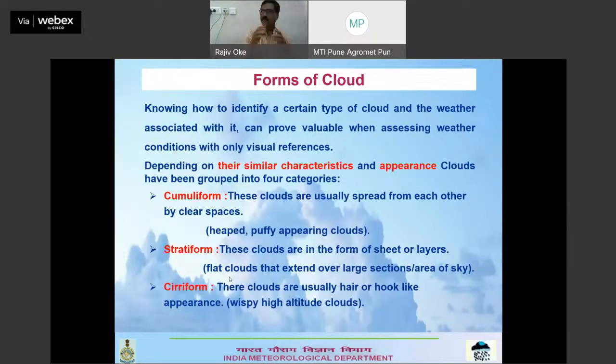Just as mentioned, according to the height we know the forms of cloud, and according to the type also: cumuliform, stratiform, and cirriform. Cumuliform clouds are the puffy, heaped clouds. They are convective clouds which have a good amount of moisture and intense heating, and they start developing. They generally have a flat base with a curly top that looks like a cauliflower.